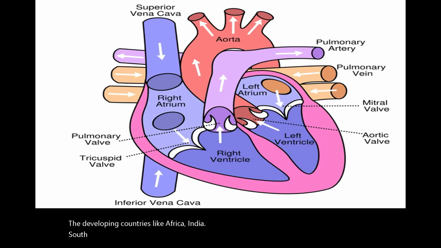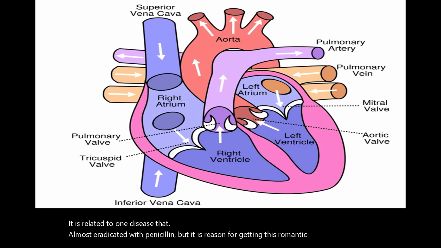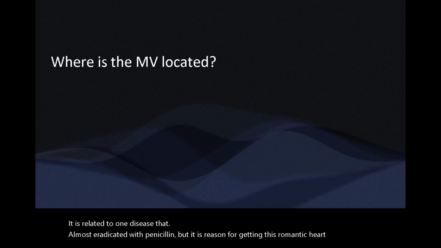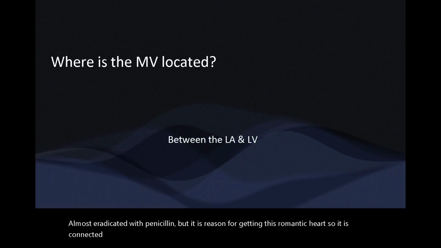But it is very important because it is related to one disease that was almost eradicated with penicillin, but it is the reason for getting rheumatic heart disease. So we see that it is connected between the left atrium and left ventricle, which means it lets the blood come from the left atrium towards the left ventricle and doesn't come back.